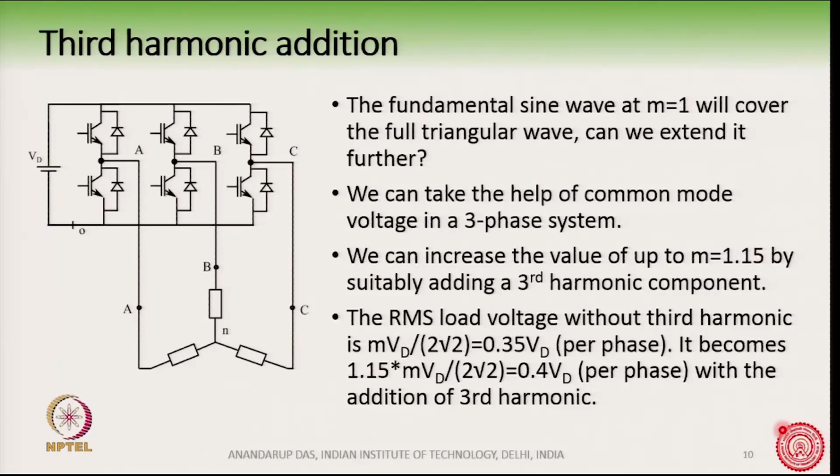Okay. So, the RMS load voltage without third harmonic, we have seen it before, is m Vd by 2 root 2, that is 0.35 Vd. This is without third harmonic addition, and with third harmonic addition the m value can go to 15% more, and so we can get 0.4 Vd with the addition of third harmonic.